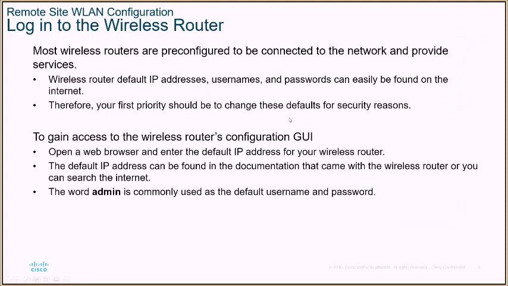All right, so most wireless routers are pre-configured to be connected to the network and provide services, while the wireless router default IP address, usernames and passwords can easily be found on the internet. Therefore, your first priority should be to change these defaults for security reasons. To gain access to the wireless router's configuration GUI, open a browser and enter the default IP address of your wireless router. The default IP address can be found in the documentation that came with the wireless router, or you can search the internet. The word admin is commonly used as the default username and/or password.